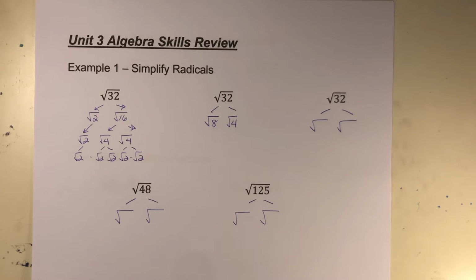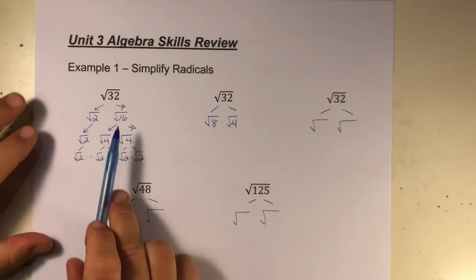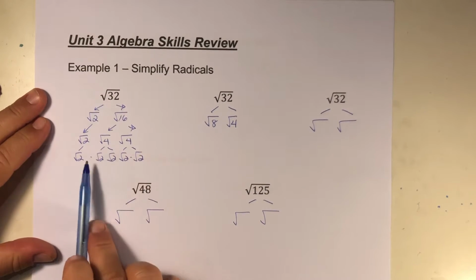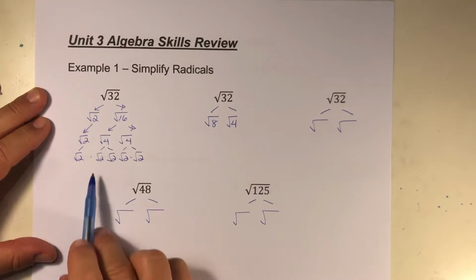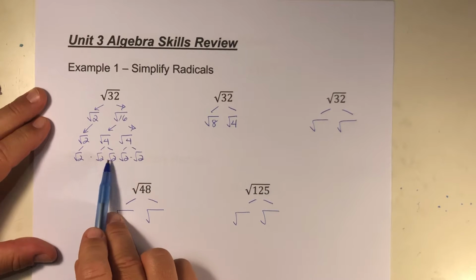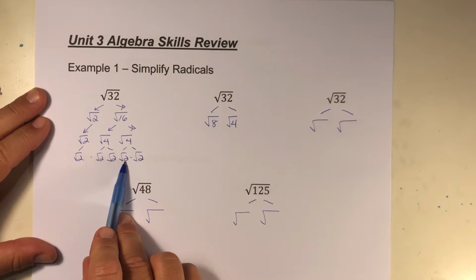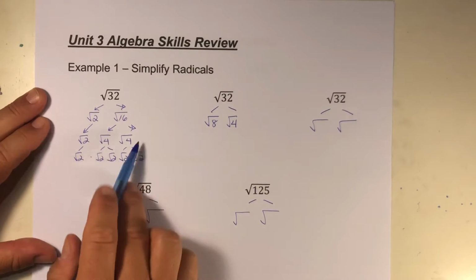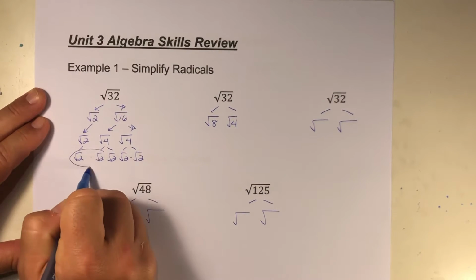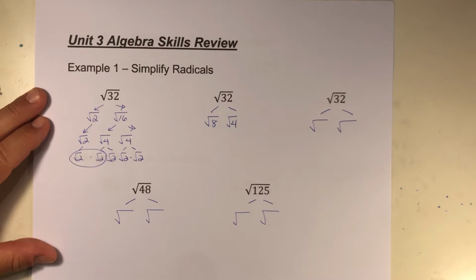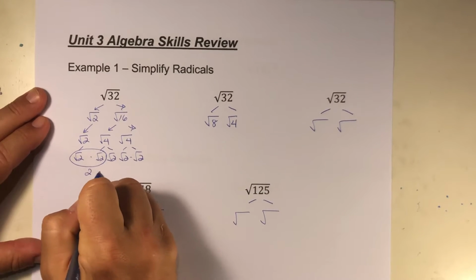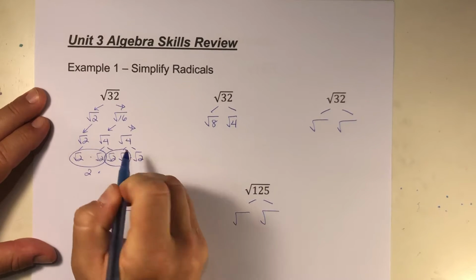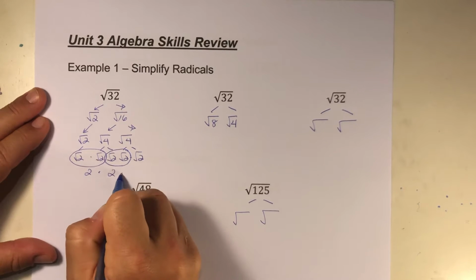Okay, ladies and gentlemen, so let's continue with our discussion from a few minutes ago. I have broken down radical 32 into its prime factorization, right? 2 times 2 is 4, times 2 is 8, times 2 is 16, times 2 is 32. Now, we're going to speed this up a little bit here, but let's remember that radical 2 times radical 2 is just 2. Every pair of the same radicals will give us that nice whole number.